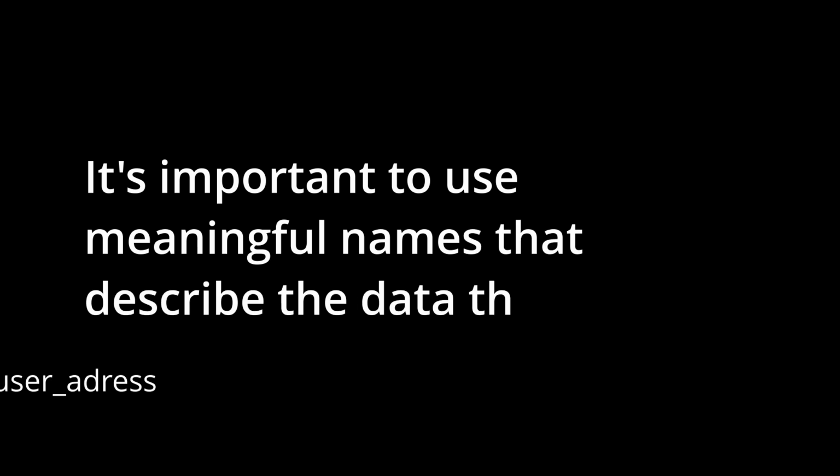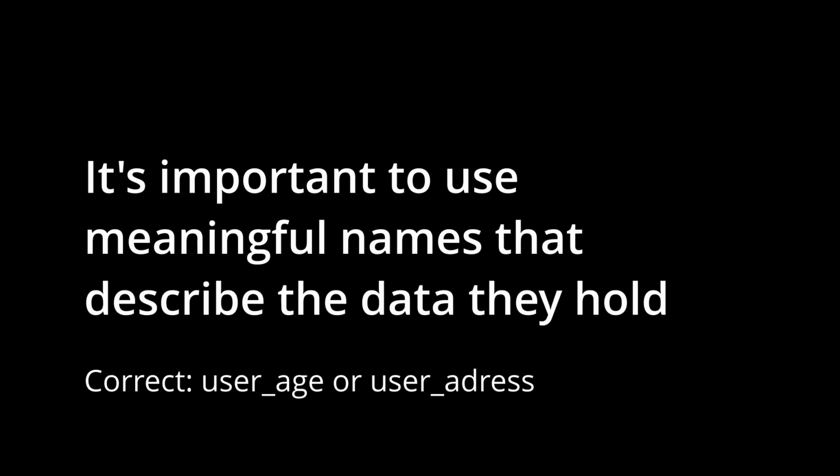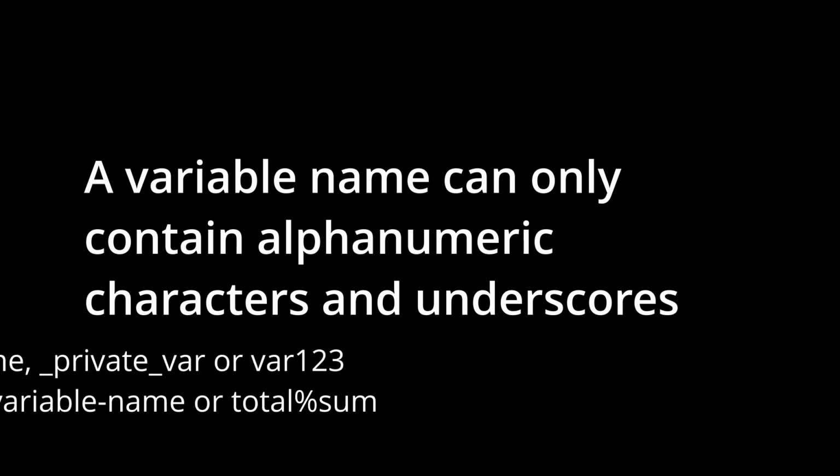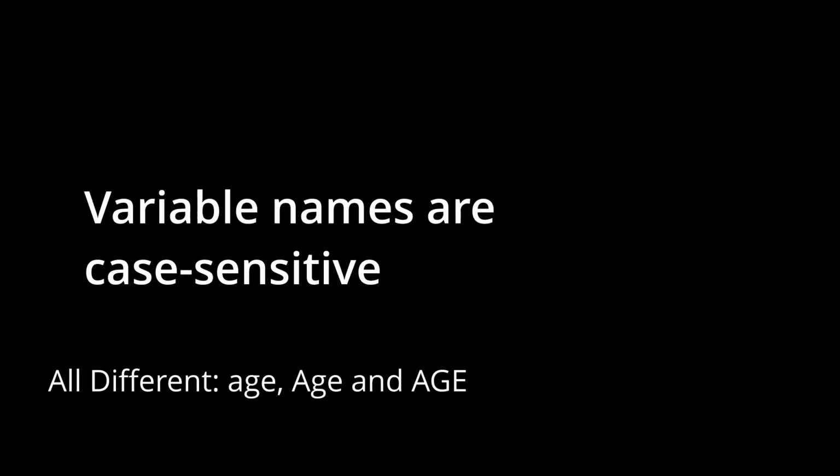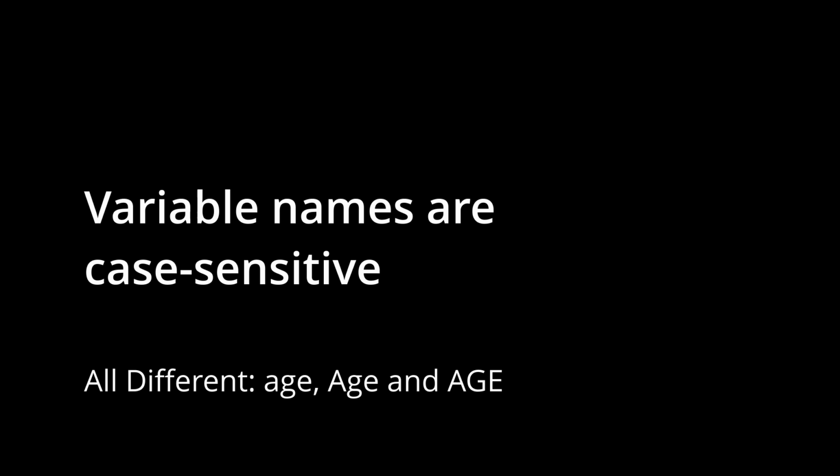It's important to use meaningful names that describe the data they hold. For example, user age is more descriptive than just u. A variable name can only contain alphanumeric characters and underscores. This means letters A to Z, in uppercase or lowercase, numbers 0 to 9, and underscores. Variable names are case-sensitive. This means age in lowercase is different than age with a capital A and age with uppercase. There are three different variables in Python.